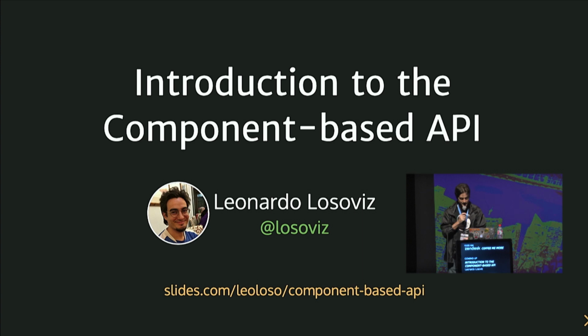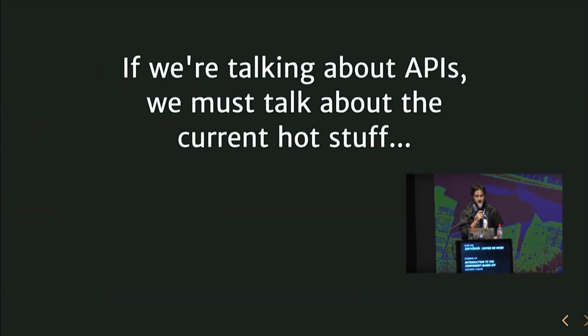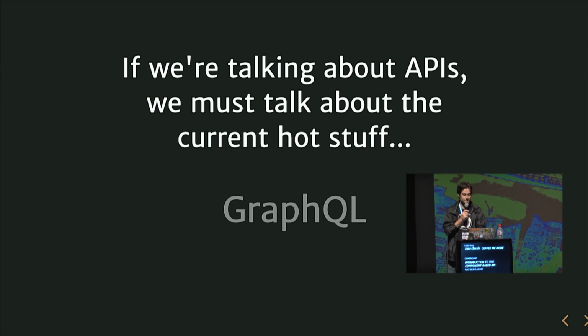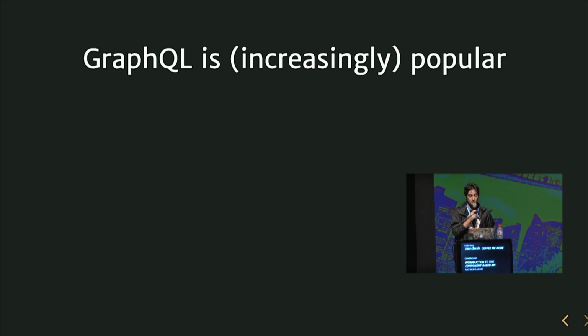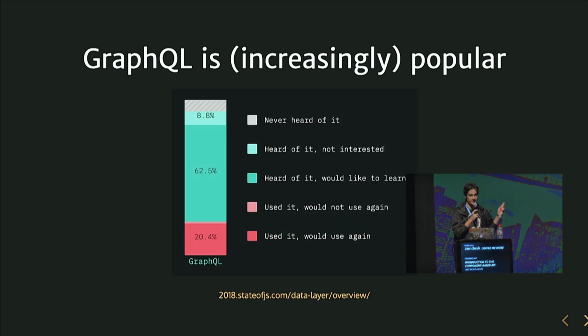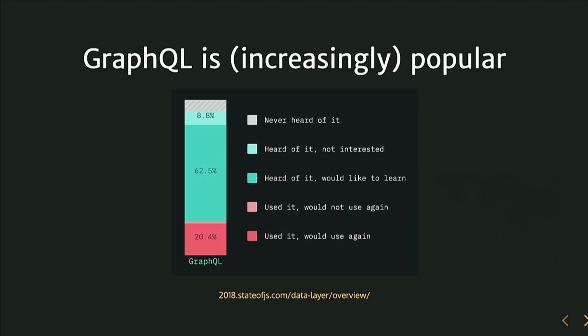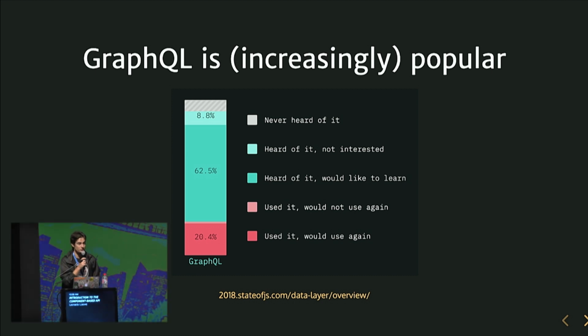So we start. If we're talking about APIs, we must talk about the current hot stuff, which is what? GraphQL, right? GraphQL is increasingly popular. These are the stats from the State of JavaScript from last year, which say that 20% of people who have used it liked it, so they want to use it again, and 62% have heard of it and would like to learn. So this is certainly gaining ground, and we can expect GraphQL to be the new normal.